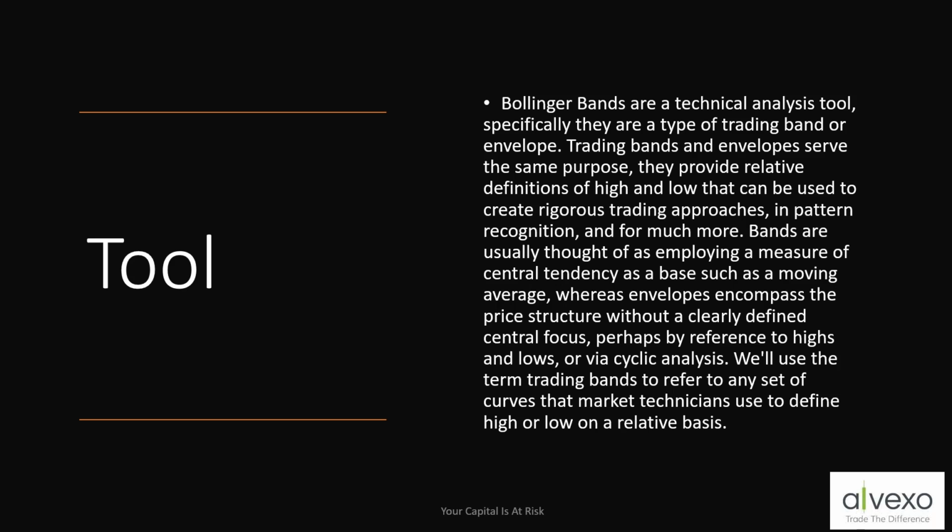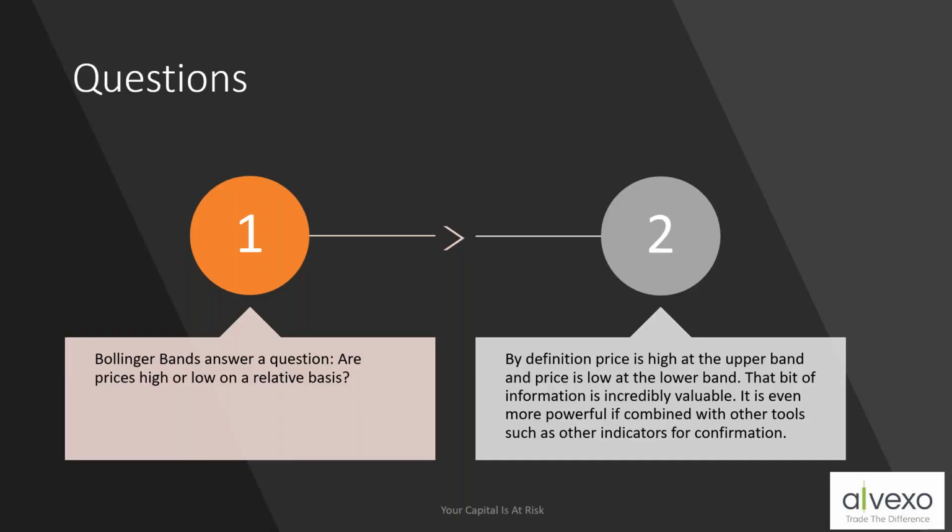So keep in mind, Bollinger Bands are a technical analysis tool. Specifically, they are a type of trading band or envelope. Trading bands and envelopes serve the same purpose. They provide a relative definition of high and low that can be used to create rigorous trading approaches and pattern recognition and much more. Bands are usually thought of as employing a measure of central tendency as a base, such as a moving average. So Bollinger Bands starts out with a simple moving average.